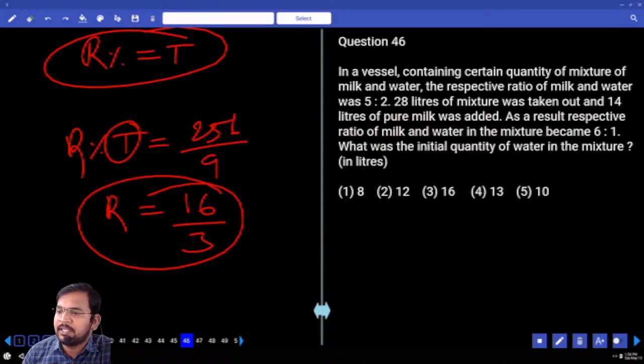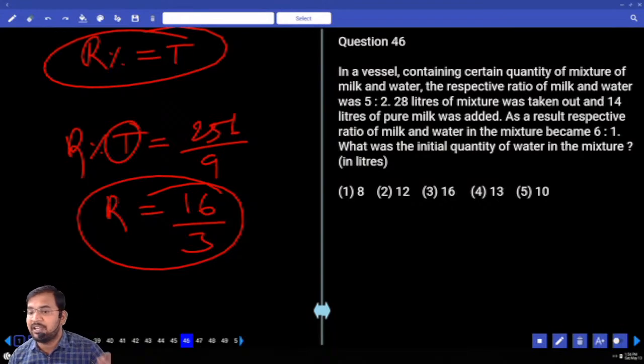In a vessel containing a certain quantity of a mixture of milk and water, the respective ratio of milk and water was 5:2. 28 liters of the mixture was taken out and 14 liters of pure milk was added. As a result, the respective ratio of milk and water in the mixture becomes 6:1. What was the initial quantity of the water in the mixture? They are asking the initial quantity of the water.